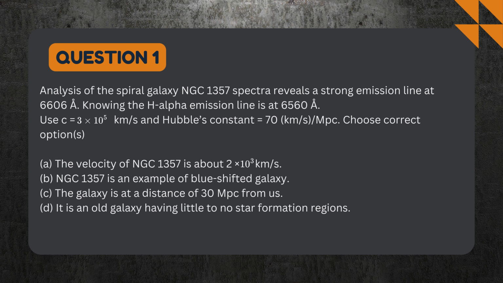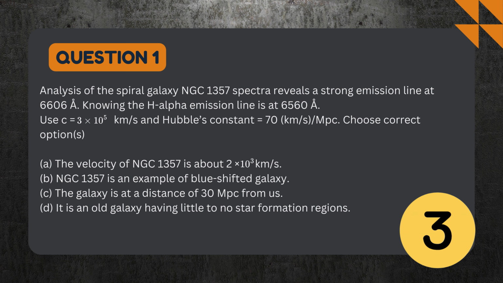Question 1. Analysis of the spiral galaxy NGC 1357 spectra reveals a strong emission line at 6606 angstroms. Knowing the H-alpha emission line is normally at 6560 angstroms, use the speed of light as 3 lakh kilometers per second and Hubble's constant as 70 kilometers per second per megaparsec. Choose the correct options. Pause the video and try to solve it.